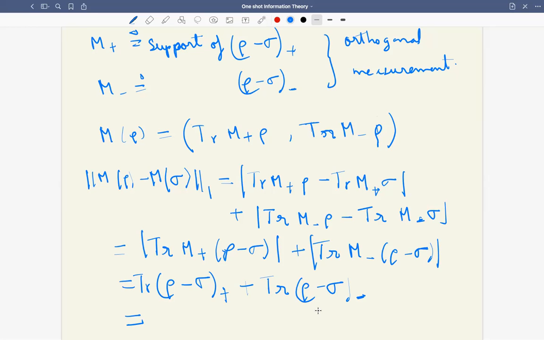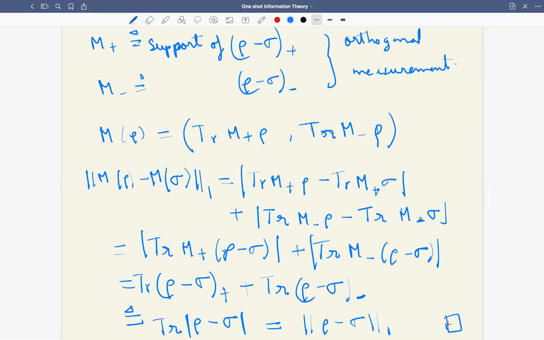So this thing is the sum of the singular values of rho minus sigma. So there's even notation for that. Take any Hermitian matrix, take the absolute values of the eigenvalues. So the resulting matrix is suggestively denoted as the absolute value of this. So by definition, this is this. And this, you can easily see, sum of singular values is the Schatten L1 norm. Okay, so we are done.